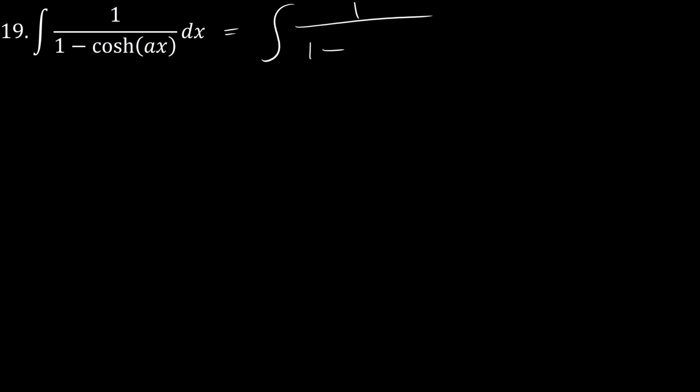So problem number 19 happens to be the indefinite integral of 1 over 1 minus cosh of ax. So, wow, what is cosh? Let's see, this is the same as the integral of 1 minus e to the ax plus e to the minus ax over 2. So that's the definition of hyperbolic cosine. Okay. Now, what do we do?